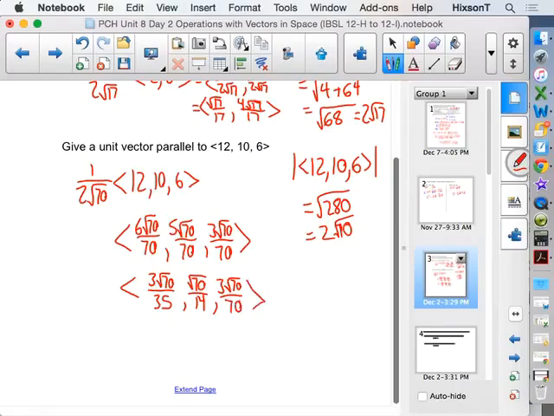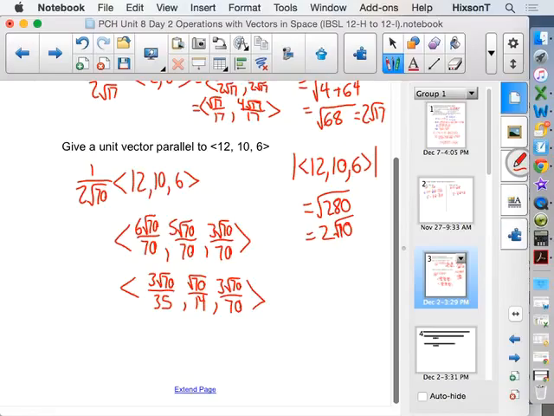So that's a unit vector that's parallel to that. And these are not only parallel, but they're parallel and going the same direction. If I had them parallel going the opposite direction, what would happen? Just negative. It would just make them all negative. Good, good. You guys are making the connections well, so that's good.